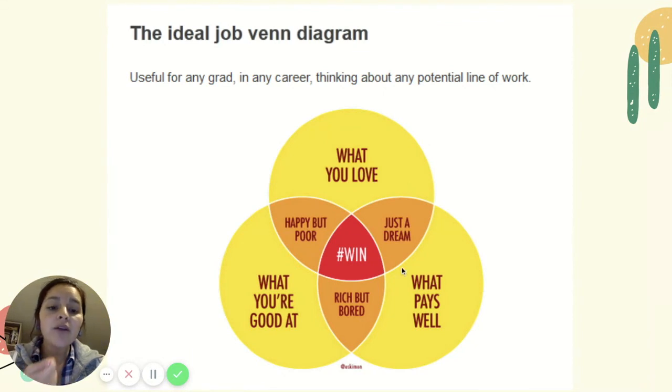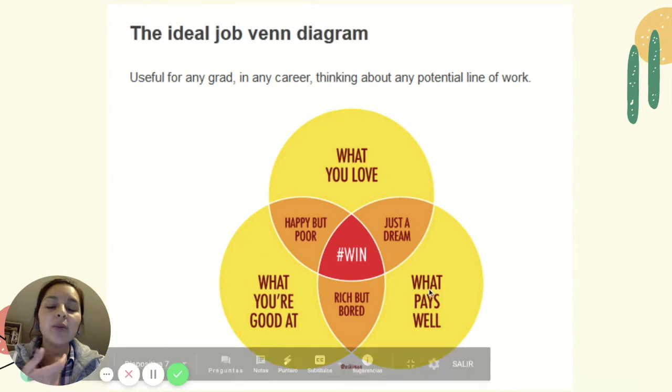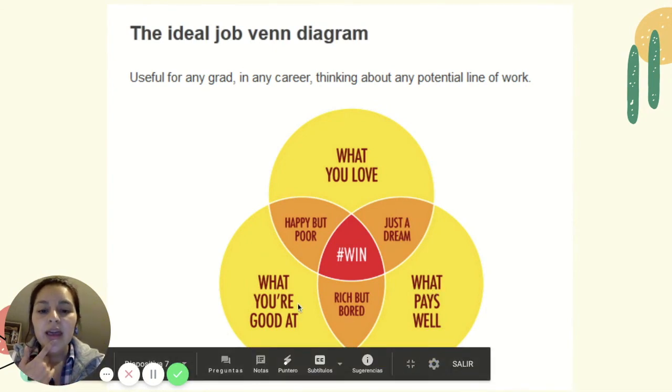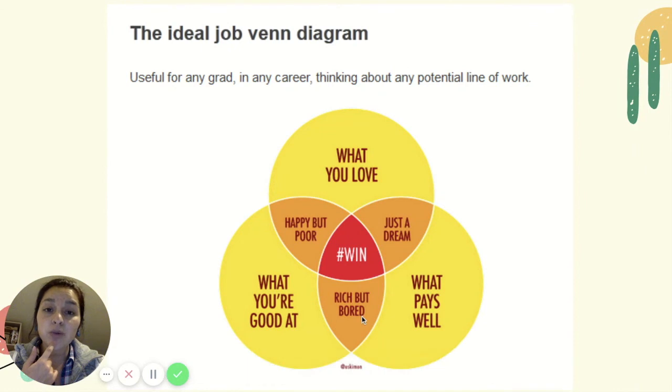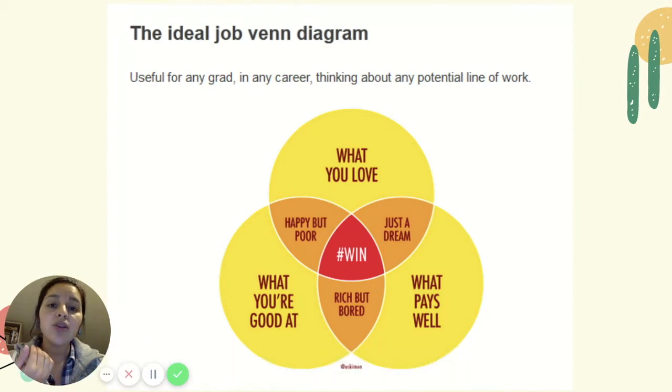If you do what you love and what pays well, it's a dream, right? We wish we were good at the things that we love and they pay well. And if you do only what you're good at and what pays well, you're going to be rich, but probably very much bored. So this is one take on vocational life, yes, on how to choose your profession.